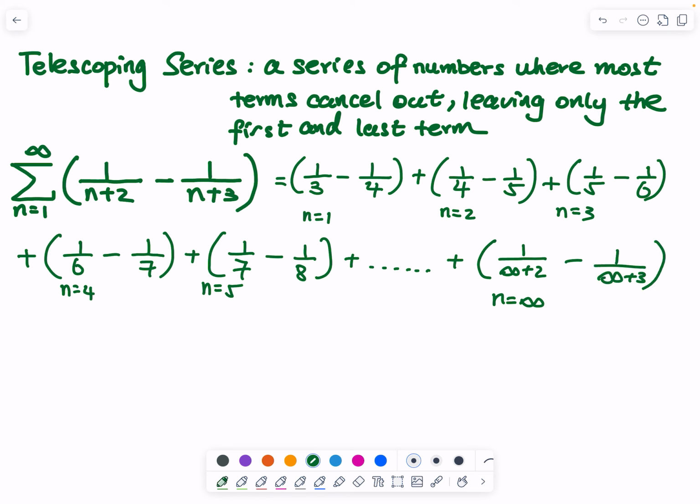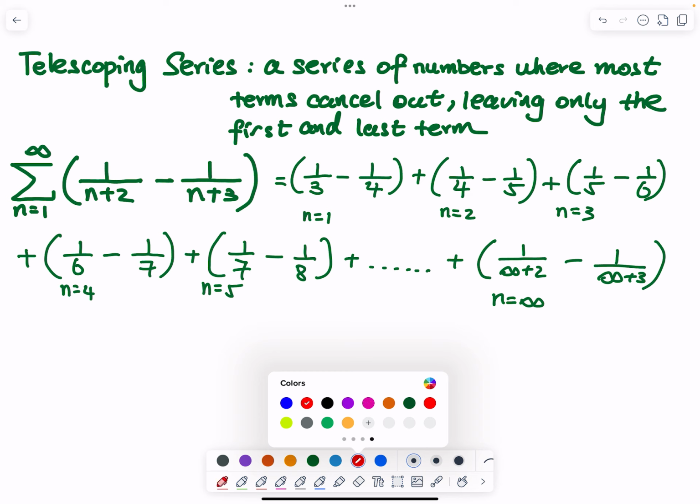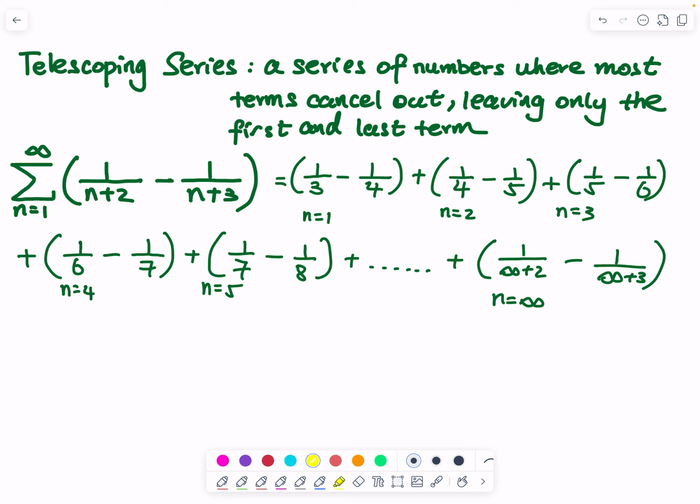And then let's take a look. Let me switch to red. Okay, now, do you see that you have a minus 1 over 4, and then you add the 1 over 4? You add the 1 over 4, and then you have a minus 1/5, and then you plus the 1/5, and then you have a minus 1/6, and then you add the 1 over 6.